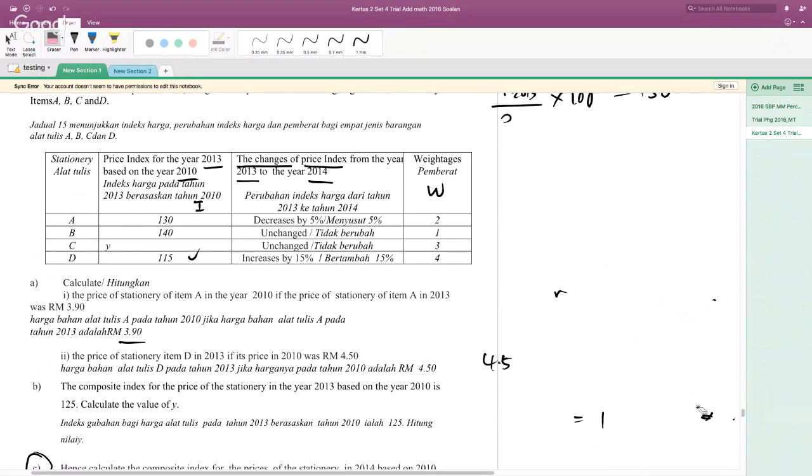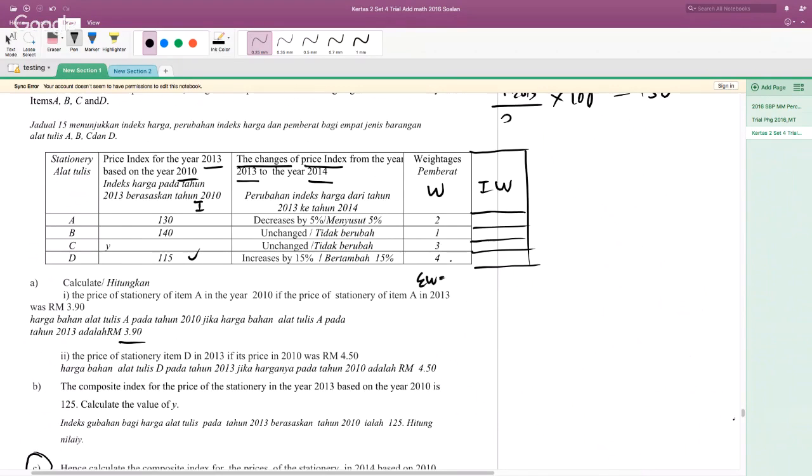Because I need some space to explain this. Okay, so I will draw a new table. This table is I multiplied with W. Okay, total of W is 10. So this one multiplied, you will get 260, 140. This one you will get 3y, and this one you will get 115 times 4 is 460. Then I will just add them together. 260 plus 460 plus 140. So you got 860 plus 3y.